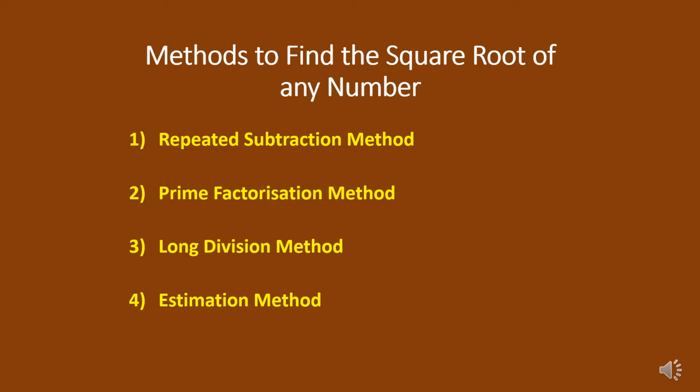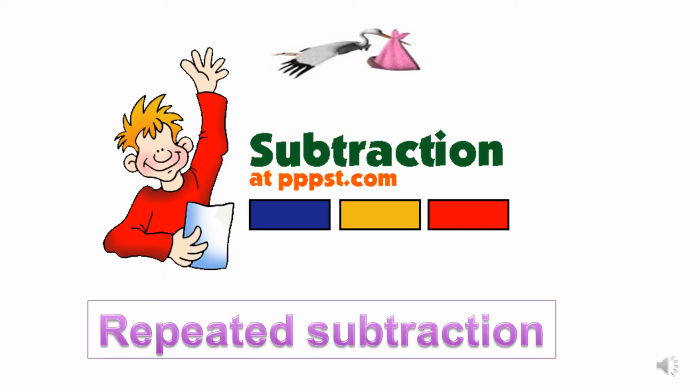Basically, there are four different methods: repeated subtraction method, prime factorization method, long division method, and estimation method. But in this session, we will focus on two different methods. One is the repeated subtraction method and the next one is the prime factorization method, which we will learn to find the square root of any number. Let's start with the repeated subtraction method.